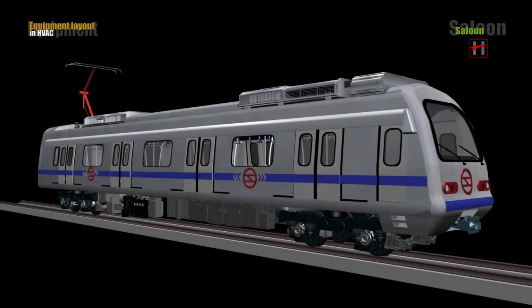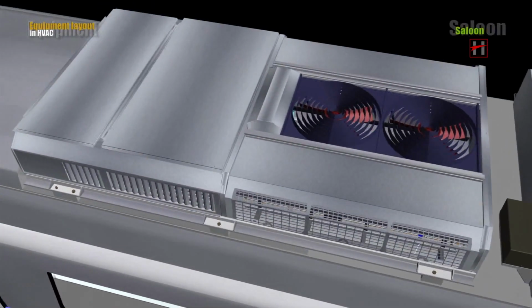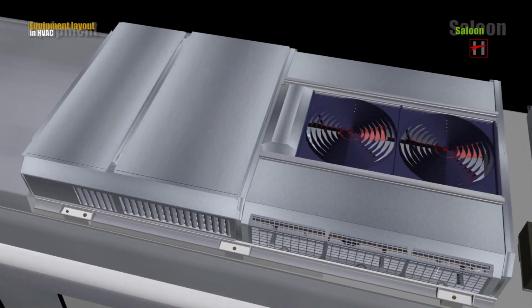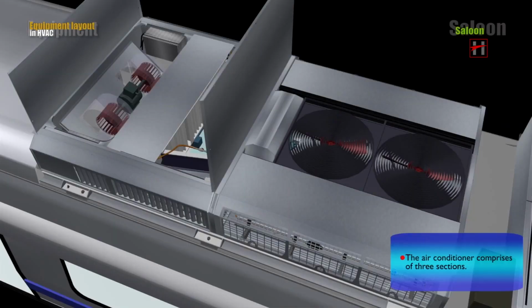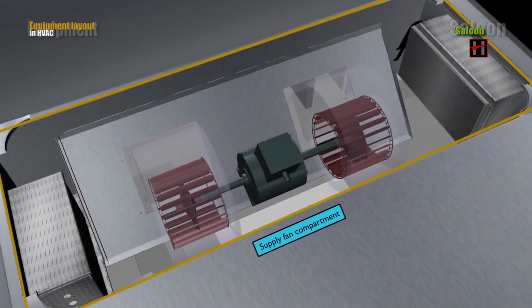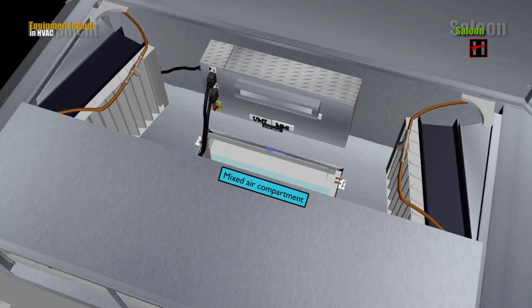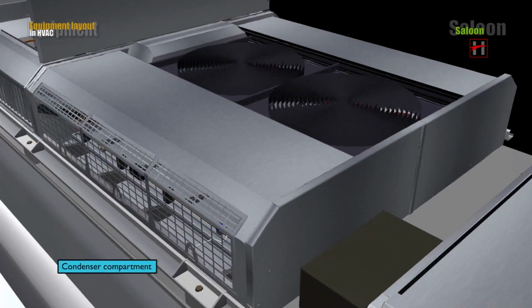We will now take a closer look at the structure and layout of the SID3300R Saloon HVAC unit. The air conditioner comprises three sections: the supply fan compartment, mixed air compartment, and the condenser compartment.